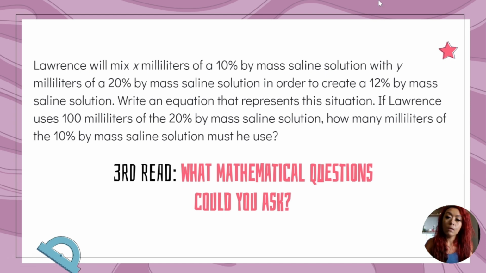And the third read: Lawrence will mix x milliliters of a 10% by mass saline solution with y milliliters of a 20% by mass saline solution in order to create a 12% by mass saline solution. Write an equation that represents this situation. If Lawrence uses 100 milliliters of the 20% by mass saline solution, how many milliliters of the 10% by mass saline solution must he use? What mathematical questions could you ask? Please pause this video and fill out this section of the 3 reads template.